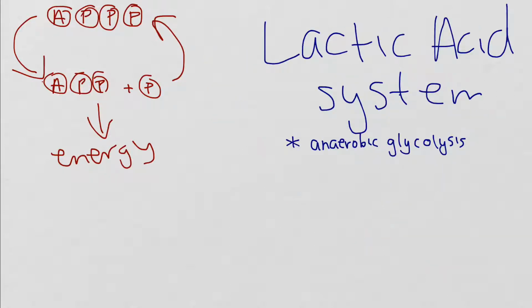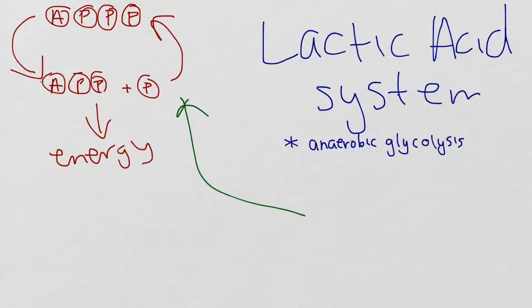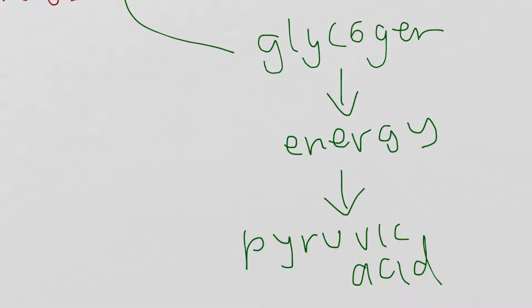The next system that our body uses to resynthesize ATP is the lactic acid system, also known as the anaerobic glycolysis system. Now, we should remember that anaerobic means without the presence of oxygen, and glycolysis means the breakdown of glycogen. So remember that comes from carbohydrates that we eat. So in this system, we're going to be using glycogen as the energy source to resynthesize ATP. When glycogen is broken down, it releases energy, which we use to resynthesize our ATP.